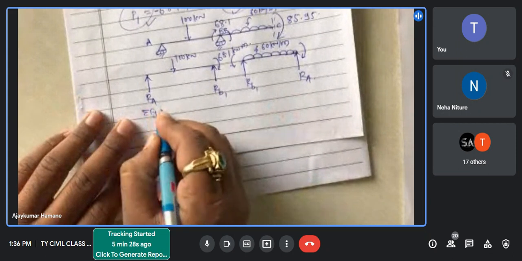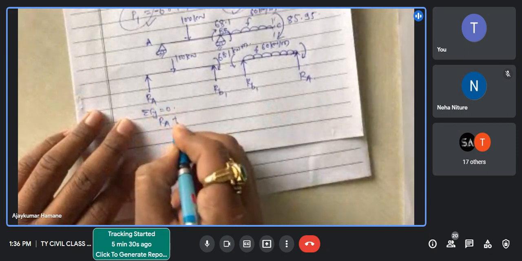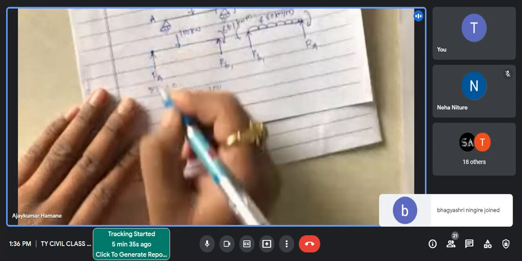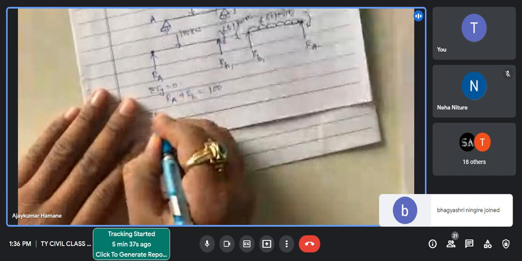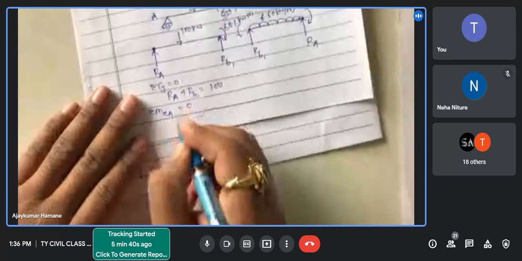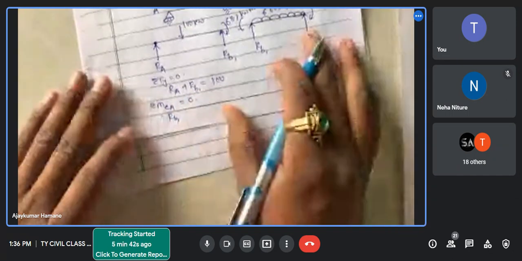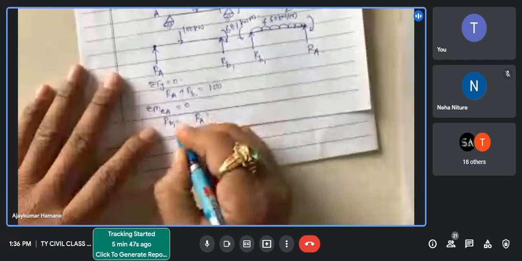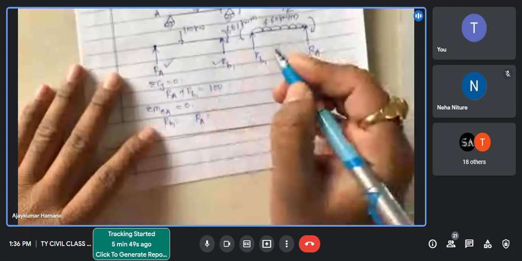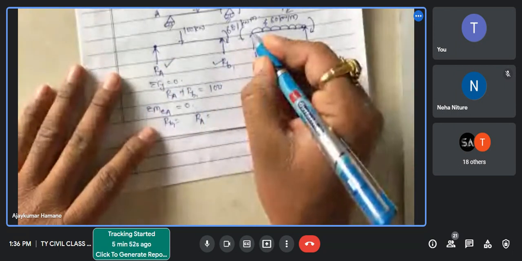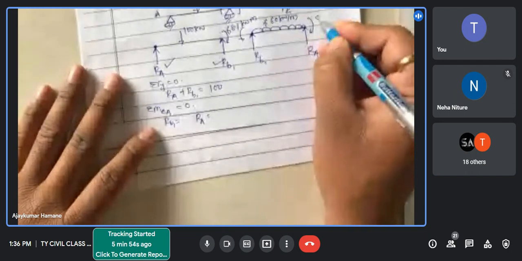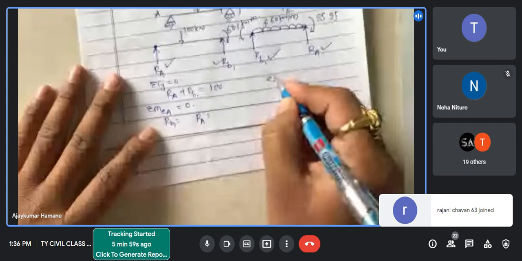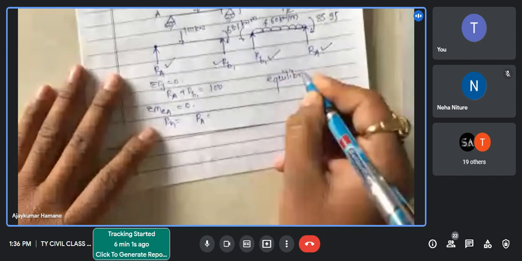Here, summation of Fy equals 0. So Ra plus Rb1 equals 100. Take a moment about this point. Taking the summation of moment about point A equals 0, find out Rb1. Then you find out Ra. You will get Ra and Rb. Similarly here, take a moment about this point. We have two moments. We can find Rb1 and Ra by using the equilibrium equations.